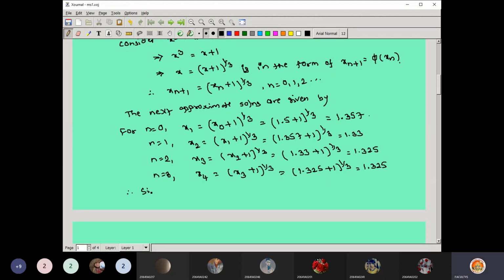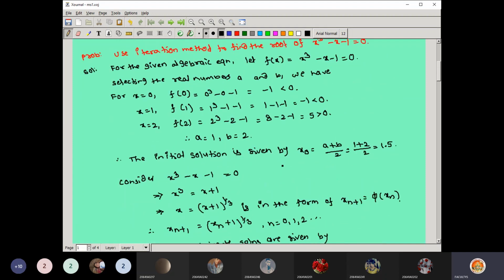Therefore, since the last two successive approximate solutions are equal, the root is given by x equal to 1.325. Wherever you get equal approximate roots, you can stop the process. That gives the final solution of your given problem. Are you understanding this? Very simple.